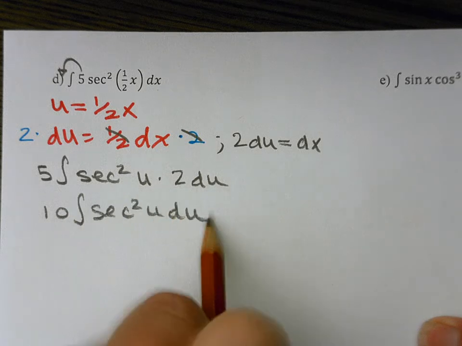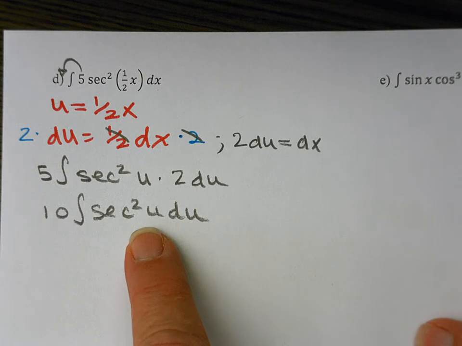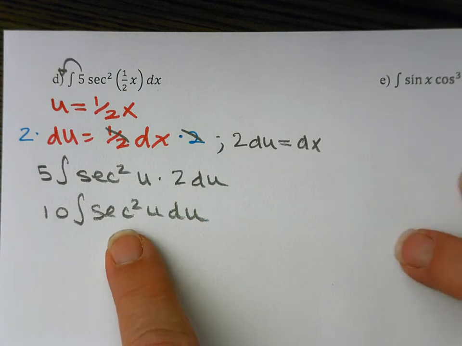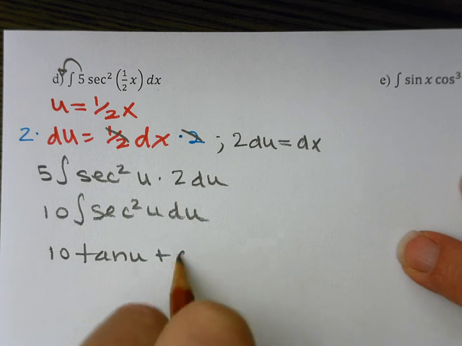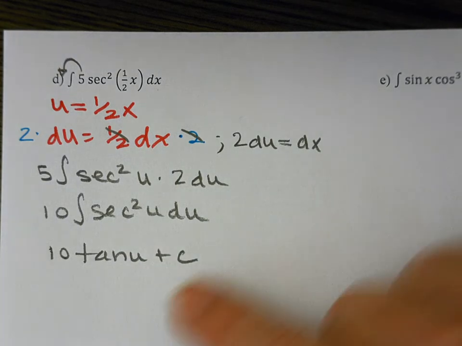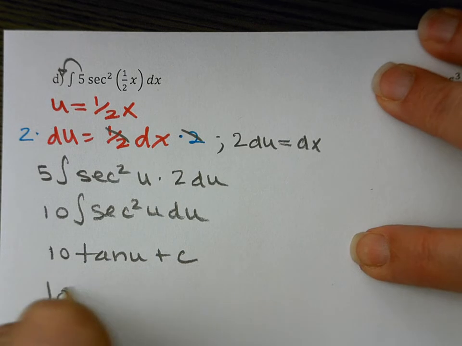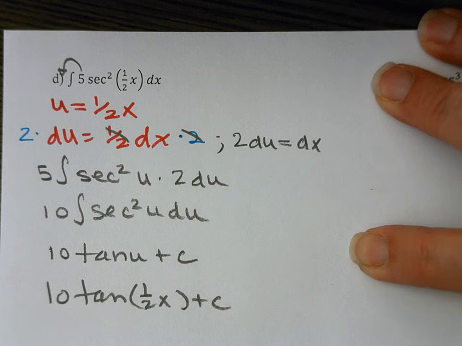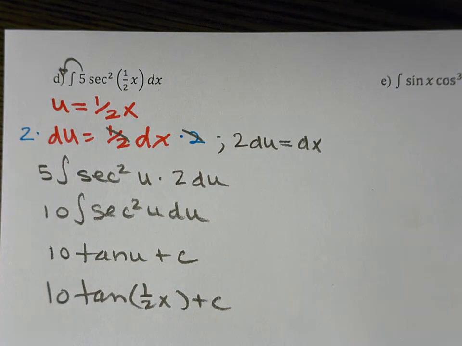And now I have to decide, okay, is this a power rule or is it one of the trig rules I know? If I run through the trig rule list, this is one I know. The integral of secant squared is tangent. Okay, and again, not done though, because I can't leave it in terms of u. I have to go back to terms of x. So that would be 10, and then tangent of 1/2 x, and then plus c. Okay? All right, so rolling along here.